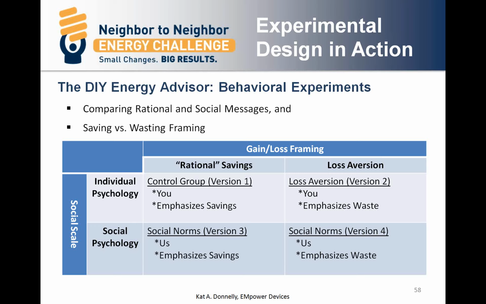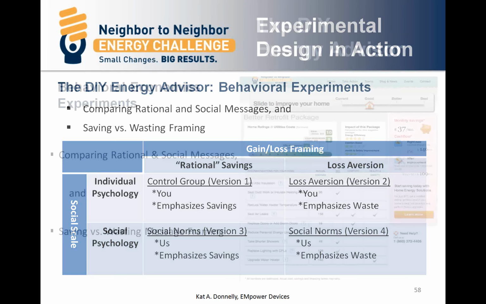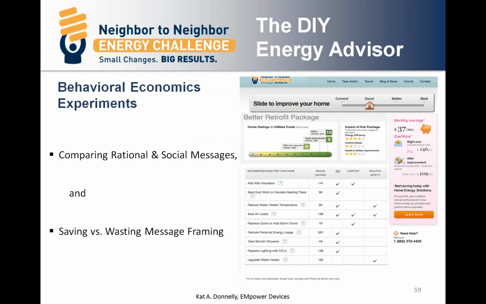So if you go to the next slide, you'll see, it's kind of hard to see, but basically the place in which we're testing these messages is in the results screen that you get when you go through this online audit. And in the area in the pink, what we're playing around with there, and a couple of other places in terms of the wording on this results page, to get at those 4 different messages, comparing rational and social and saving versus wasting framing.